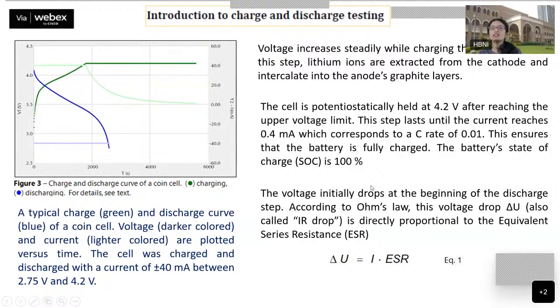Then you go for a discharge. The voltage initially, if you find, will drop. This is the IR drop you see over here, and this is directly proportional to the equivalent series resistance. So you see a drop in the voltage. And when the battery starts discharging, you will find the voltage again dropping. When it drops very drastically, then you stop it because the discharge is complete in this case. Generally for this particular battery, we're stopping it at 2.75 volt according to this GDC curve.